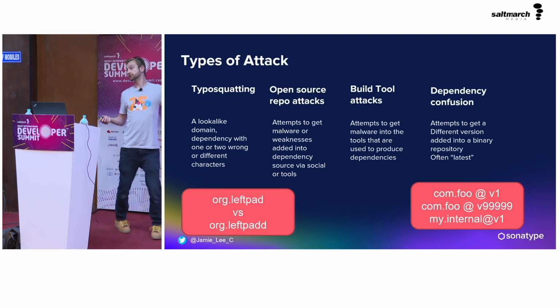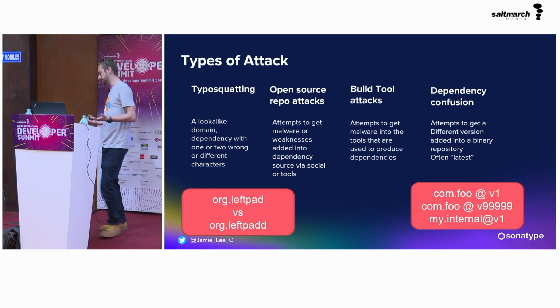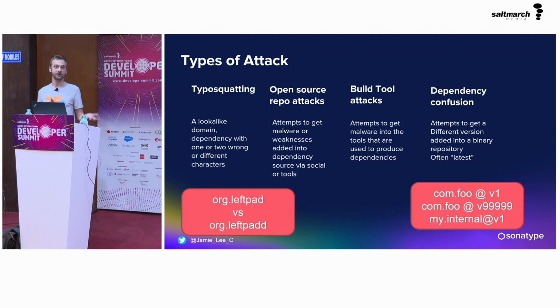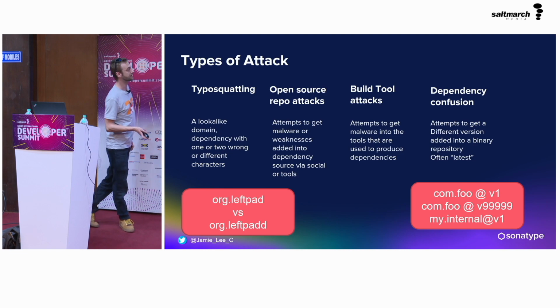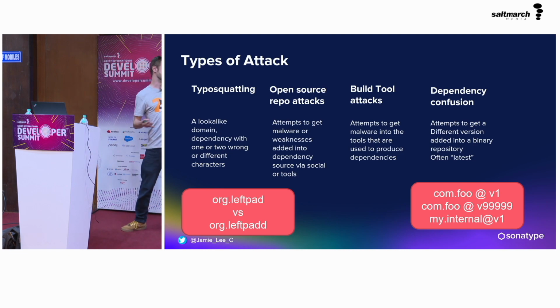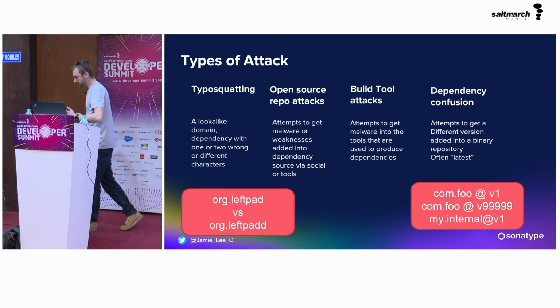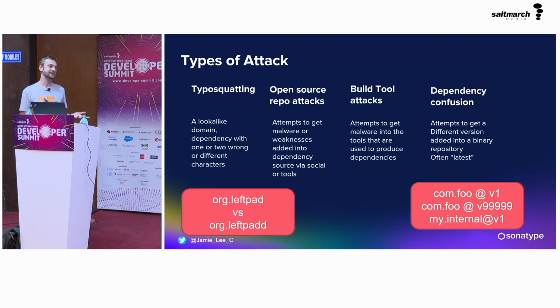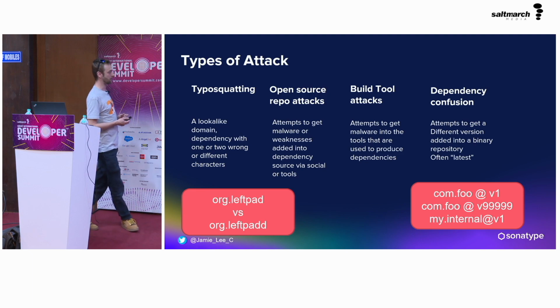I mentioned build tool attacks. So every build tool we're using now is all built with open source stuff. So people are trying to get malware and vulnerabilities into the build tools. And we've also got dependency confusion. So someone could upload something with version 99999. We go down, pull down latest, and now all of a sudden we have some malware, right?